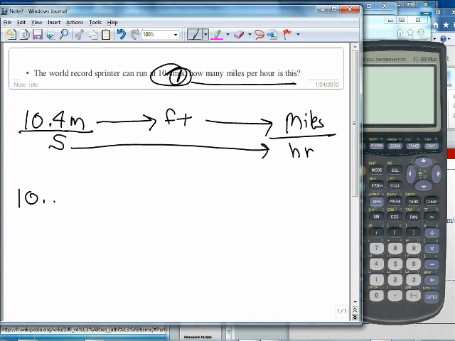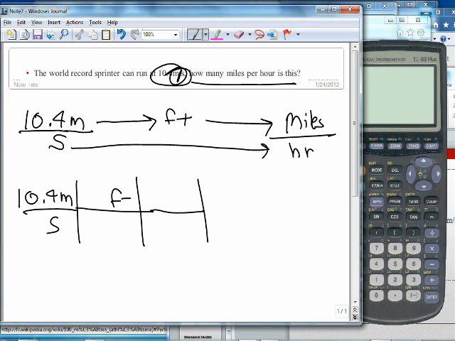We start with 10.4 meters per second. And again, you can use railroad tracks or the parentheses. And I want to go to feet, then to miles. So I'm going to do that one first. Meters must cancel out, so I have to go from meters to meters. Meters to meters here. And I want to cancel out feet to feet. Feet should cancel out. And I want to be left with miles.